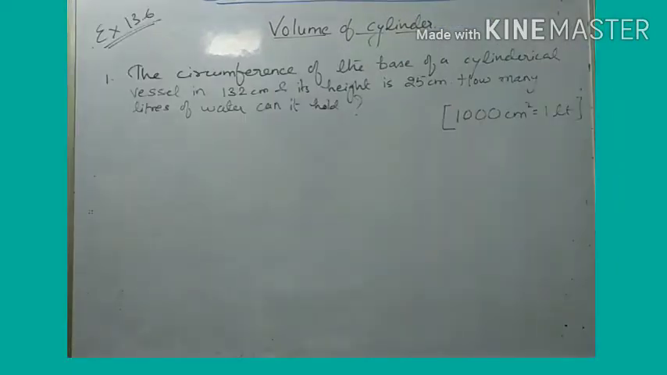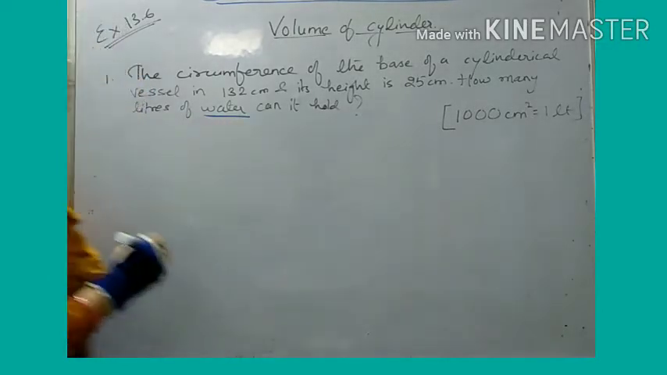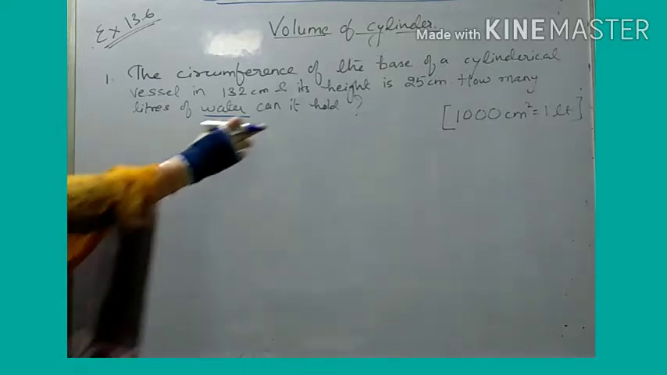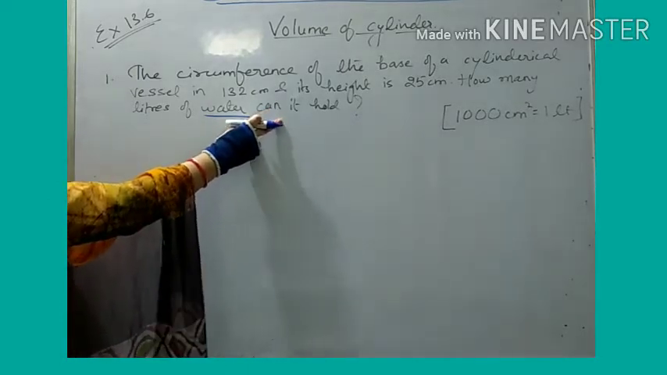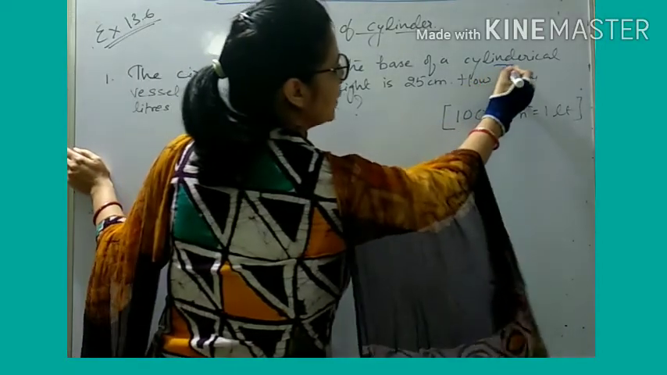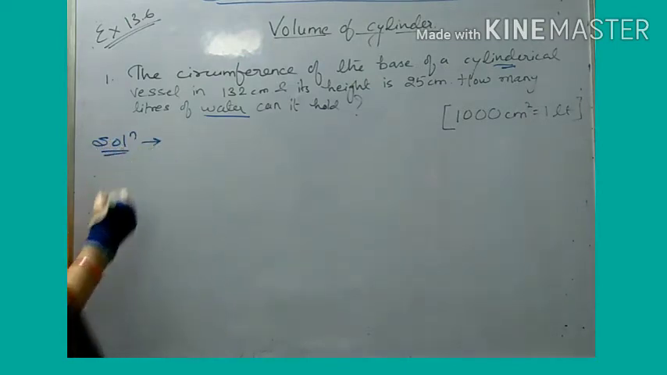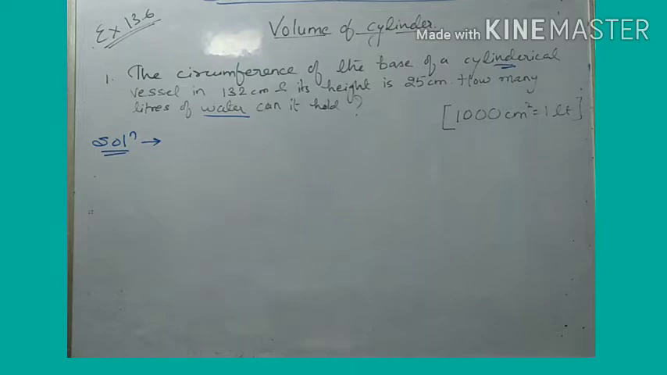Exercise 13.6, first question. The circumference of the base of a cylindrical vessel is 132 centimeter and its height is 25 centimeters. How many liters of water can it hold? What do we want to calculate? How many liters of water can it hold? It means we have to find the volume. Volume of what? Volume of the cylindrical vessel. Now, what is the volume of cylinder? It is pi r square h. So, first of all, we have to find out what is r.